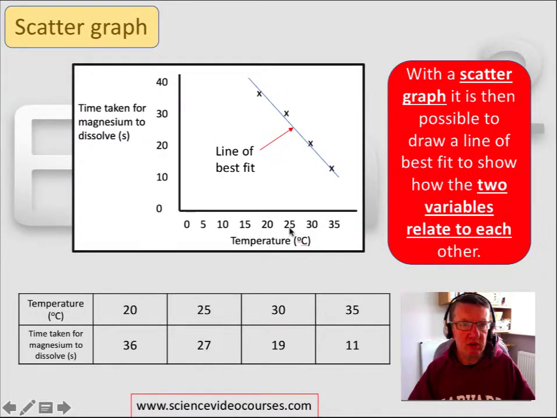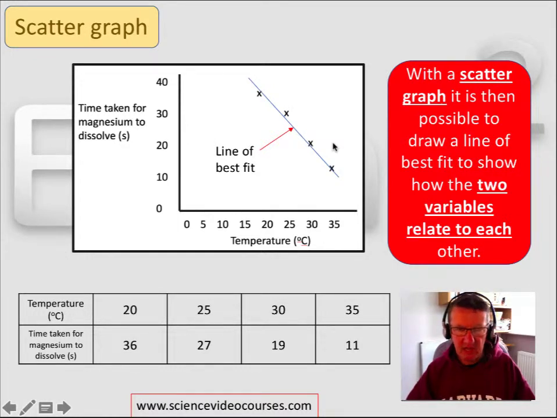Okay, we've got temperature along here, time taken there, and here are the points. But notice we haven't joined the points up. What's this line? I'll tell you in a second. With a scatter graph it's possible to draw what we call a line of best fit. This line here is a line of best fit that goes as close as possible between all the points. It's a straight line and it shows how the two variables relate to each other. So it's pretty clear here that as we increase the temperature, the time taken for the magnesium to dissolve goes down. And that's how we show the relationship between two variables.